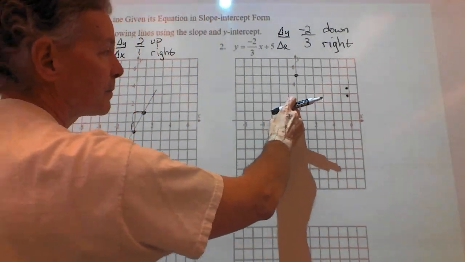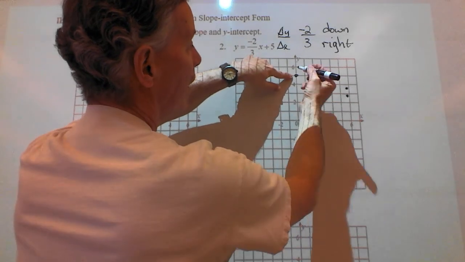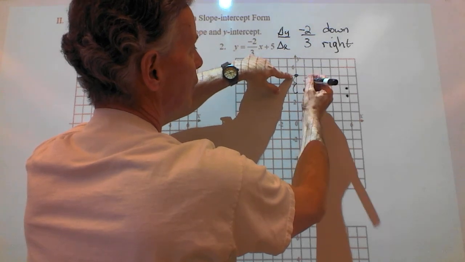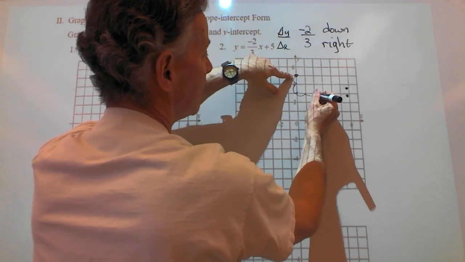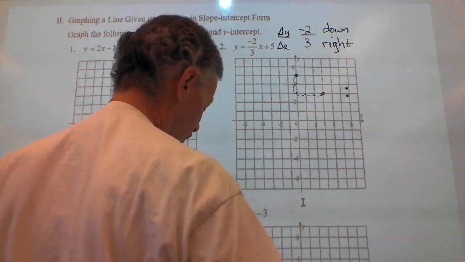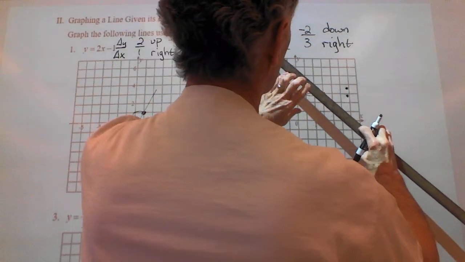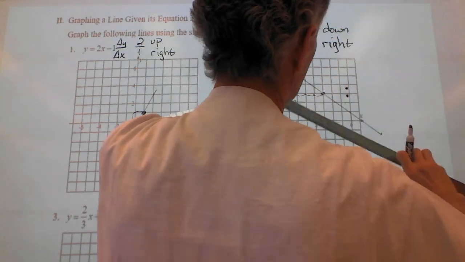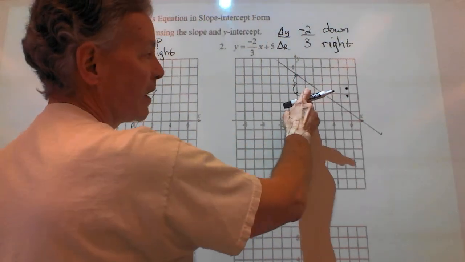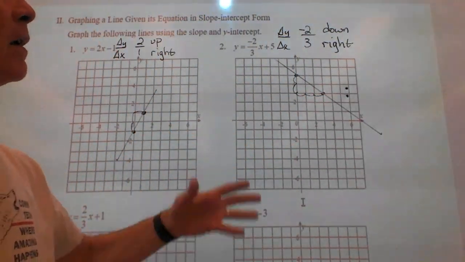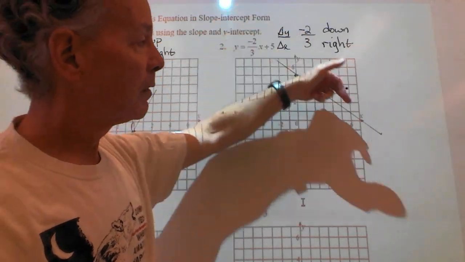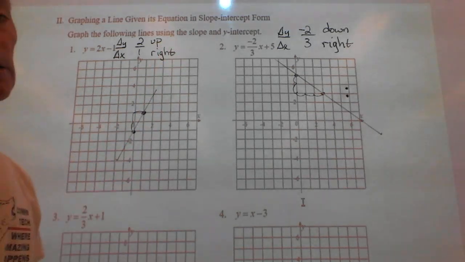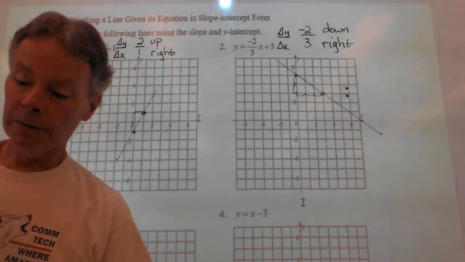Similarly over here. Here's the point. This time our y change is to go down 2. So we're going to go down 2. Our x change is to go 1, 2, 3 to the right. There's our second point. Join those points. That gives you our second line. Okay, and again, very quickly, negative slope, down to the right. Positive slope, up to the right. We are so smart.